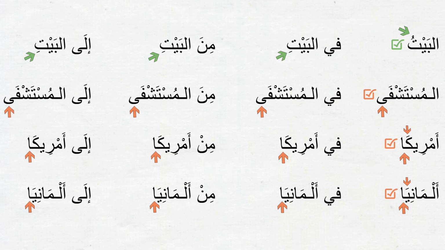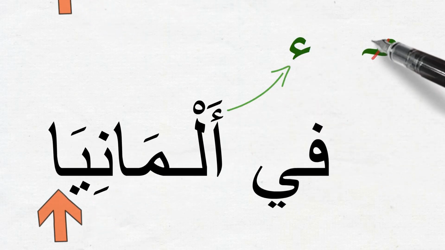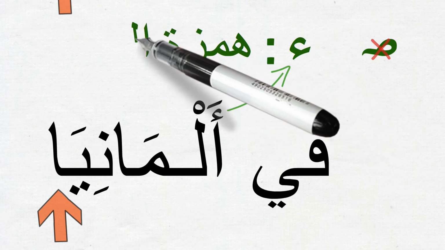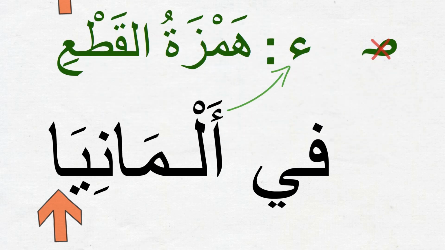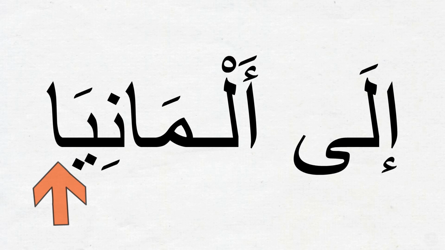Note that both of the words Almania and America start with alif, with hamzatul qat'i on top. That is indicated by this sign. Do not confuse them with the hamzatul wasl that we talked about before, which we can skip when connecting to the preceding word. When we see the hamzatul qat'i with this sign, we have to pronounce it even when connecting it to another word coming before it. For example, we cannot say fil mania. We have to pronounce the a sound and say fi almania or ila almania.